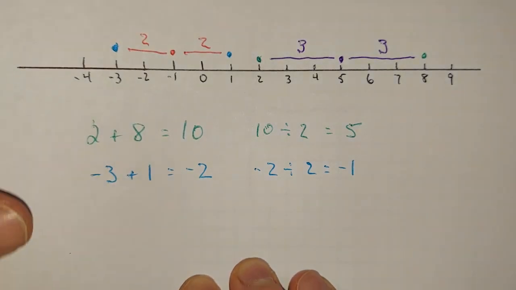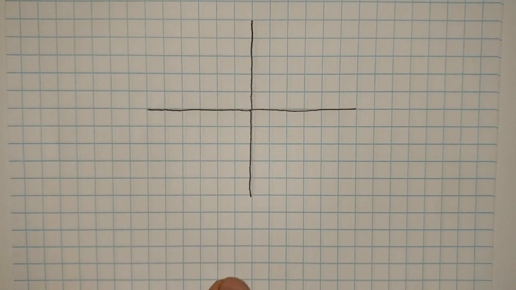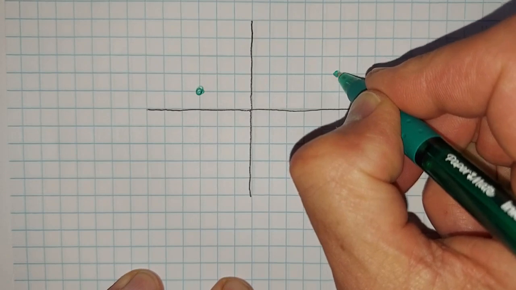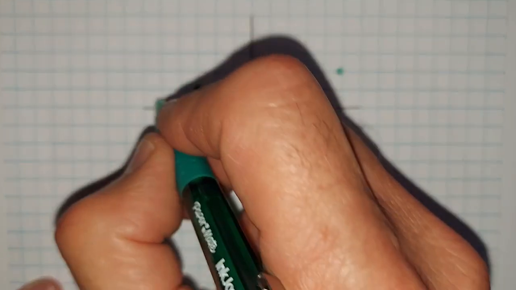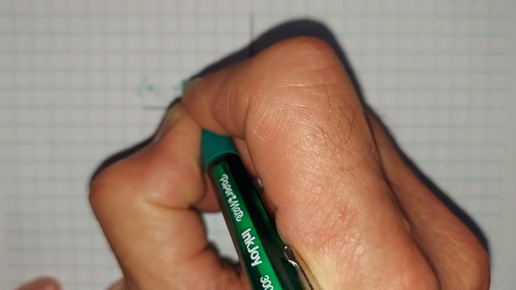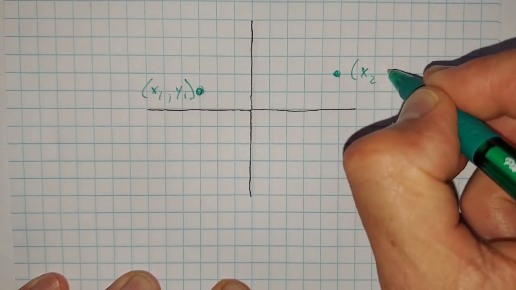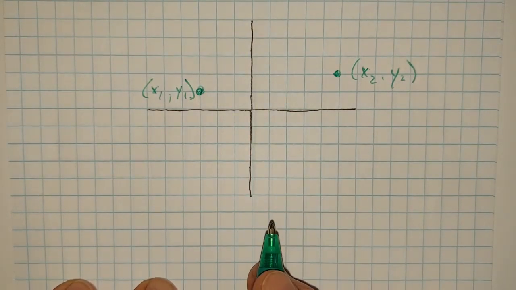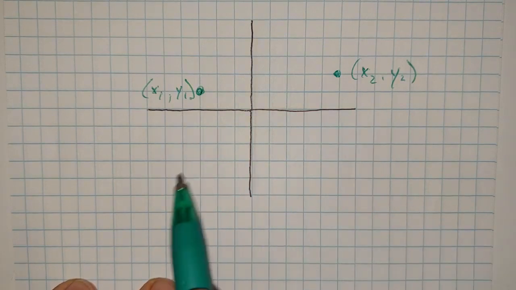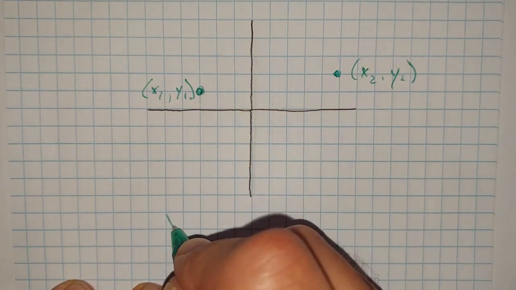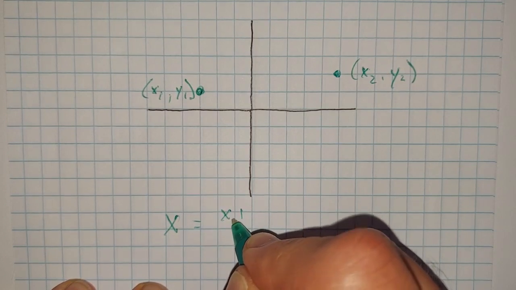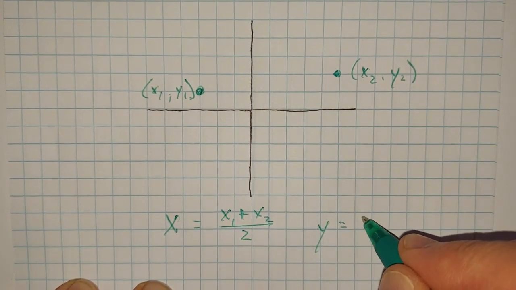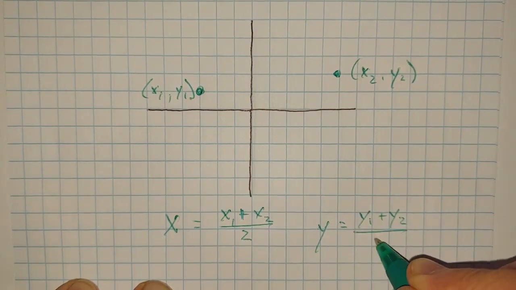Now, on a graph, the 2 points will have x and y coordinates. Okay, for example, if we have a point here and a point here, now we'll call the first point x1, y1, and we'll call the second point x2, y2. The midpoint will be halfway between the two, and its coordinates will be the average of the x and y coordinates. In other words, the x coordinate will be x1 plus x2 divided by 2, and the y coordinate will be y1 plus y2 divided by 2.